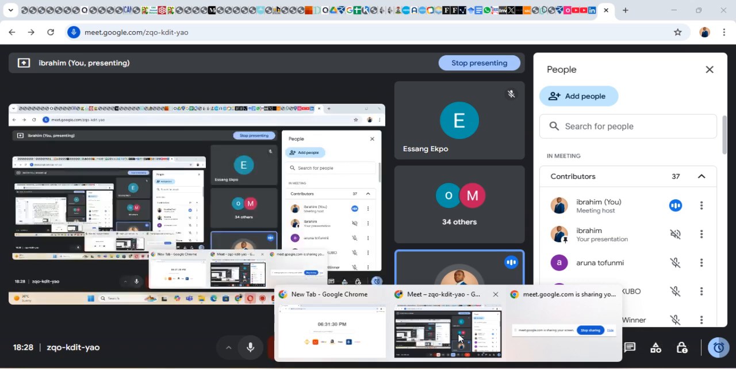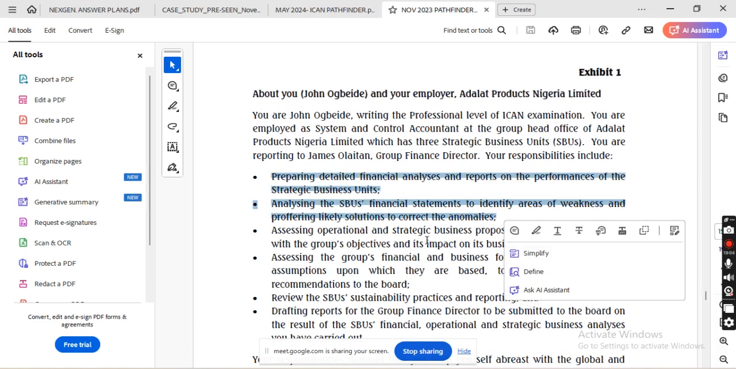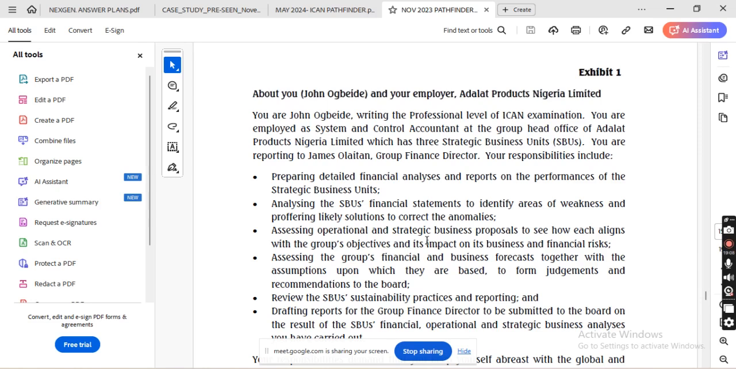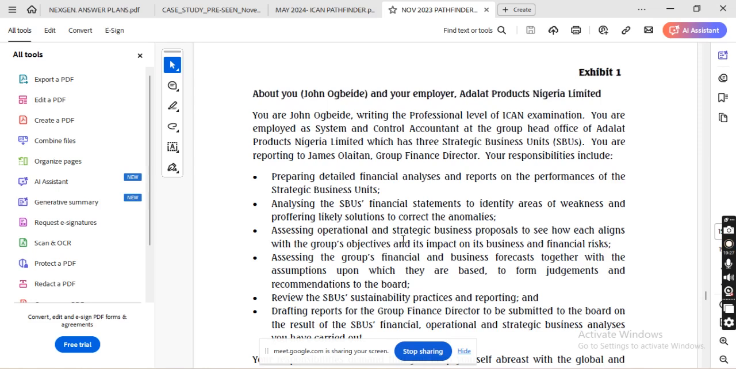Don't forget, in the case study exam there are two requirements. The first one is financial analysis, which they've mentioned at the beginning, that you perform detailed analysis and analyze the business. The next one is talking about assessing operational and strategic proposals, so there will be a business proposal. Then the next one is talking about forecast. Definitely, you will do a forecast on the business proposal, whether it is favorable or unfavorable. Class, this is a clear indication of an internal report.